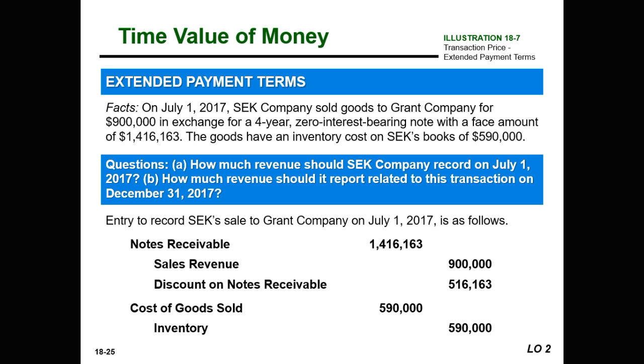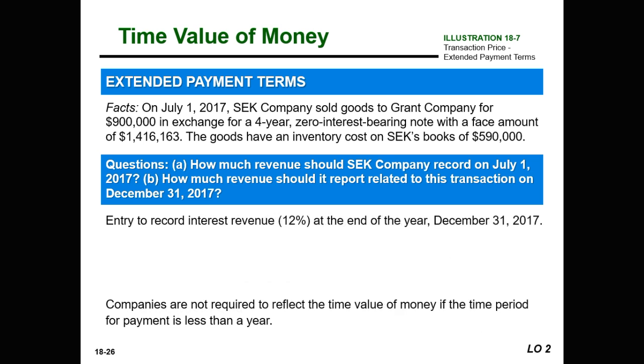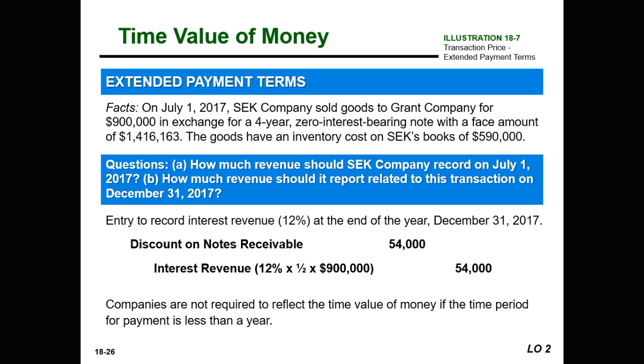And then with an imputed interest rate of 12%, at the end of the year, December 31st, 2017, we would recognize discount on notes payable of $54,000 and interest revenue related to that period of $54,000. This is 12% times 1/2 times 900,000. If the time period is less than a year, you are not required to recognize the time value of money. If it does cross over that year period, it is absolutely necessary.